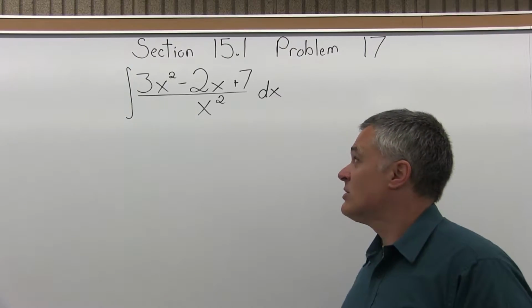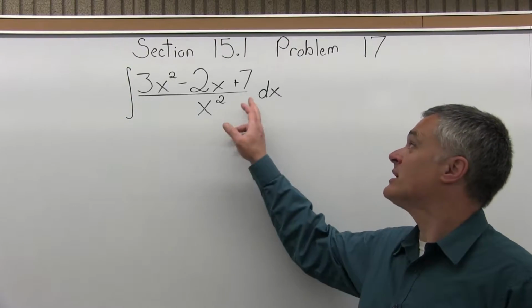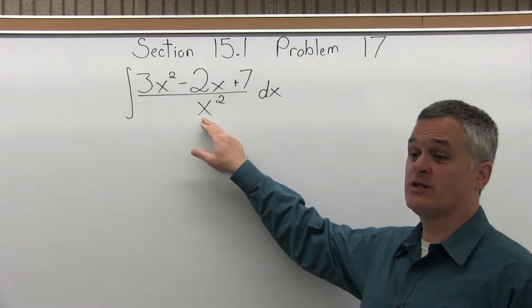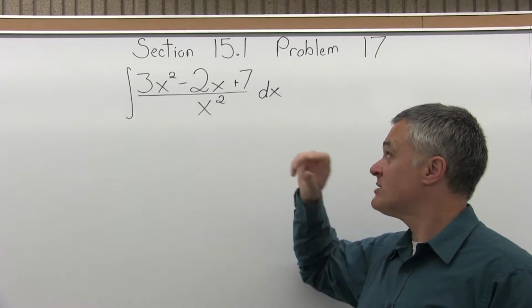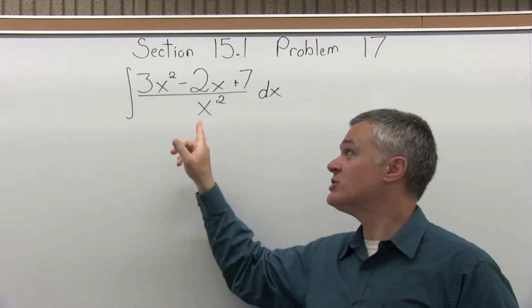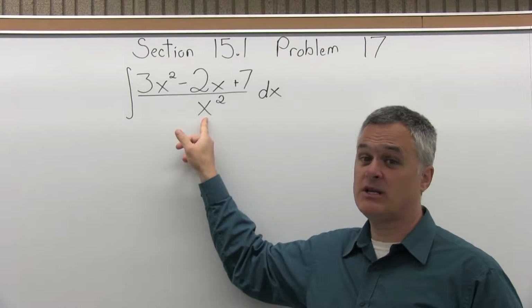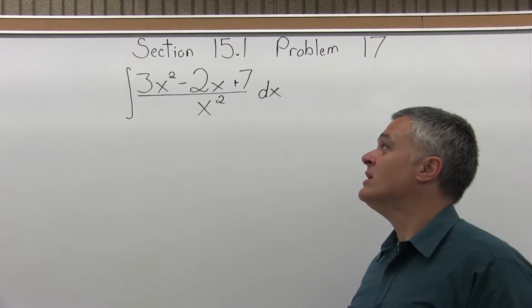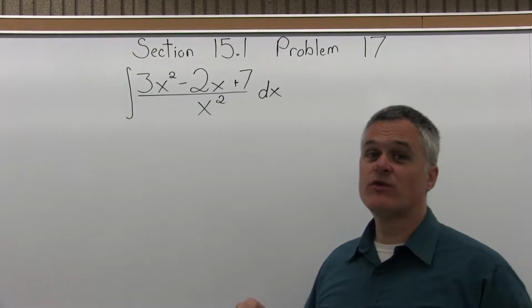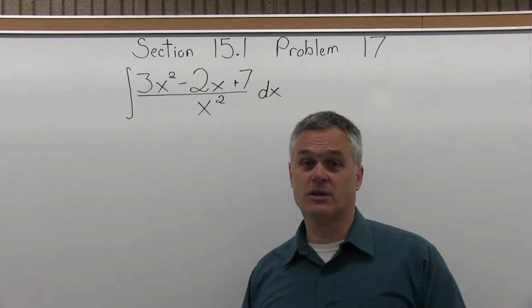We want to find the integral of 3x squared minus 2x plus 7 all over x squared. What makes this one a little different than some of the other problems in this section is the denominator. The denominator has a variable, so we have to do something to write this problem so that there's no variable in the denominator before I can do the integral.